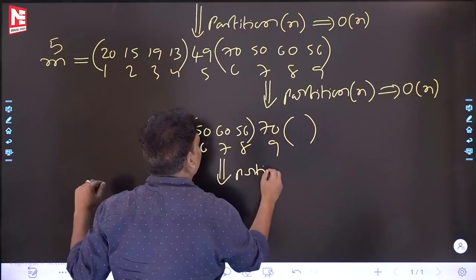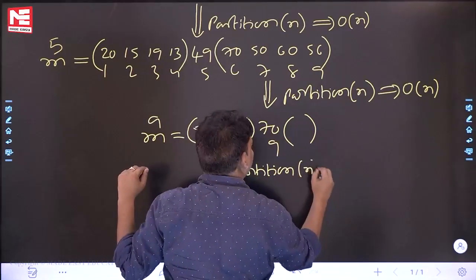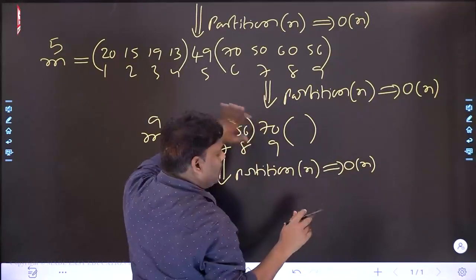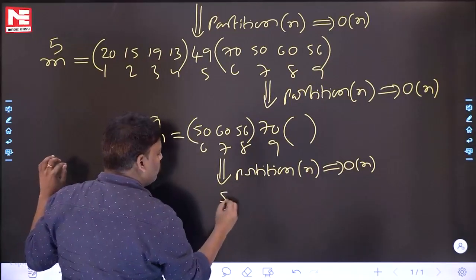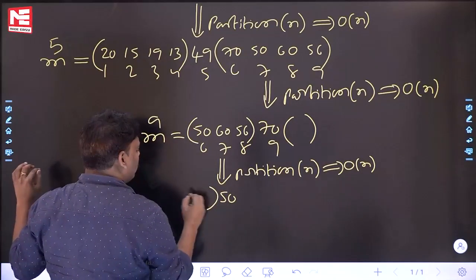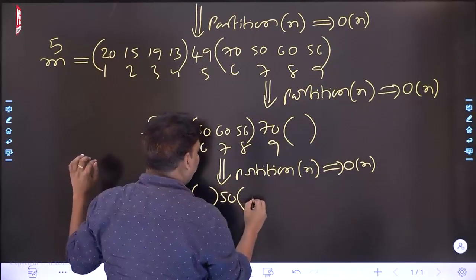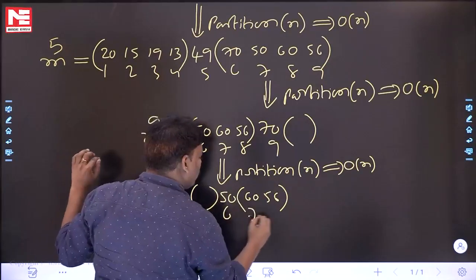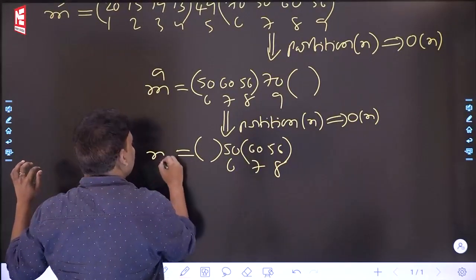Partition algorithm on n elements, order of n time. Time complexity we will see. You know partition algorithm takes n time. Fine. Now apply the partition algorithm on this. What is the answer? 50 will go to its correct place. Less than 50 on one side, more than 50 on the other side. Who are less than 50? No one. Who are more than 50? 60, 56. Positions, if you observe, 6, 7, 8. Can you help with what it will return? It will return m equal to 6.